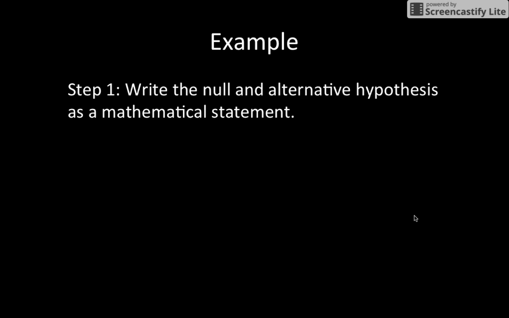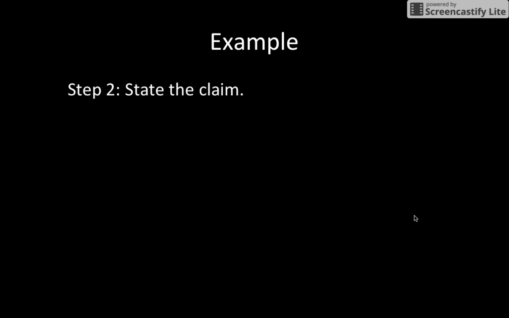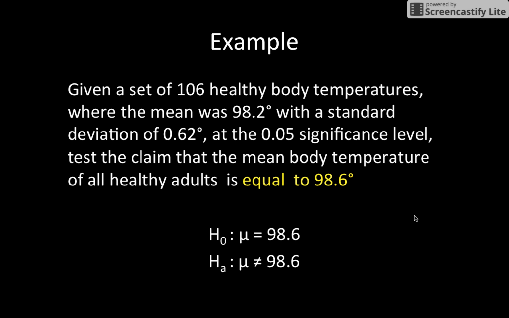So for this, we want to write the null and alternative hypothesis as a mathematical statement. Viewing your example again, you see that it states equal to 98.6 degrees. So you have your null hypothesis equals 98.6 and your alternative is not equal to 98.6. Then you want to state your claim. Since it's equal to 98.6, your claim is going to be your null hypothesis.